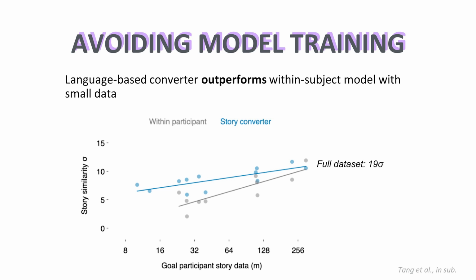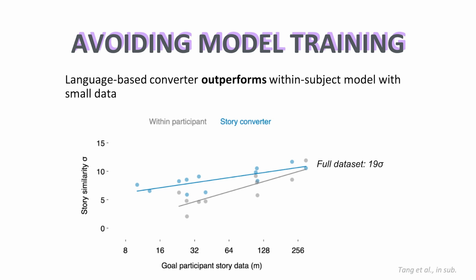So you can see that for very small amounts of data, it works quite a bit better than actually fitting the model within a subject on that small amount of data. At some point, it kind of crosses over. With the full data set, we're still sort of below the performance of the full data set here, but we're definitely getting a boost from doing this converter thing.